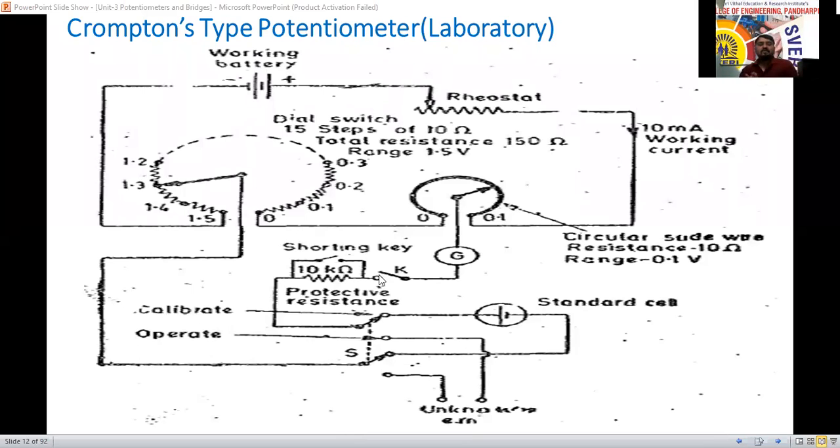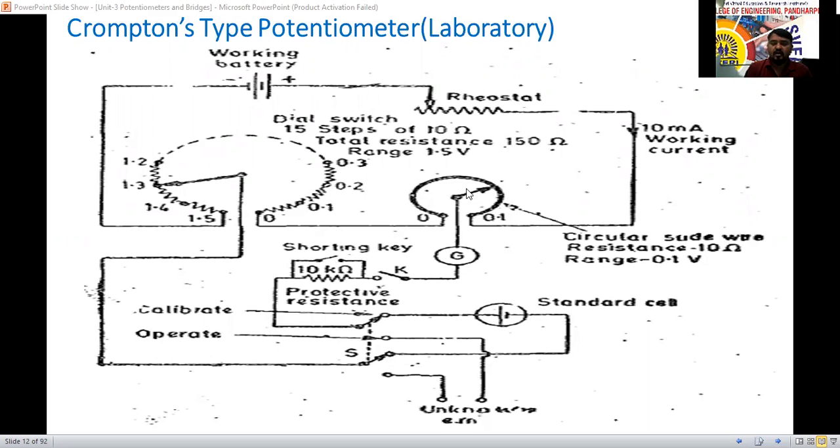So next is the Crompton's type potentiometer here. I think you have studied this one, all of you. Yes or no? Yes, sir. Same diagram, whatever we previously discussed about the sliding wire. What we have done here now, this is the sliding contact we have used. The uniform wire we have used, we have used in circular form here. This sliding wire may connect here, here, wherever it may.